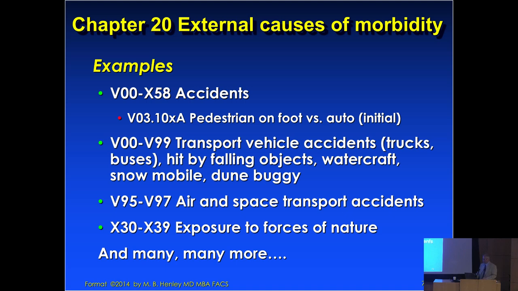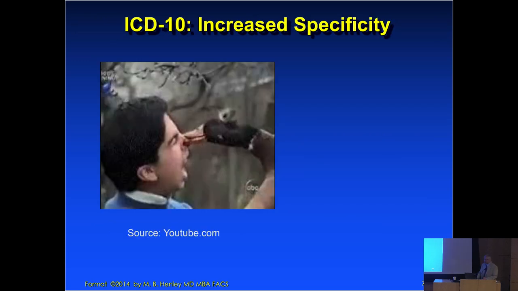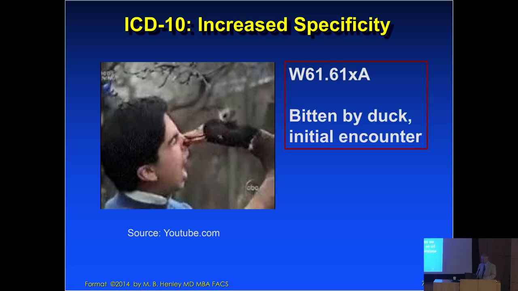V95 to 97 are air and space and transport accidents, and there are just many, many more. So this increased specificity is pretty interesting. Here's bitten by a duck, initial encounter. Okay, W61.61XA, the small X is a placeholder.